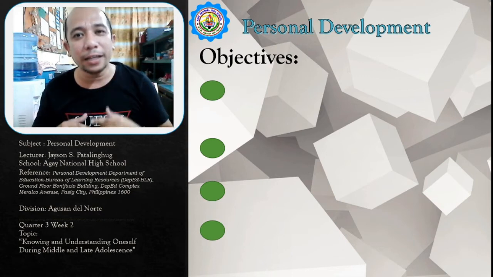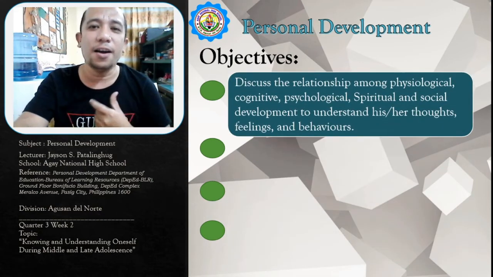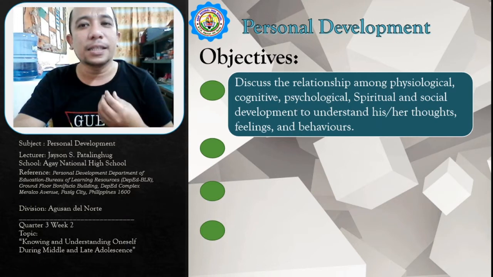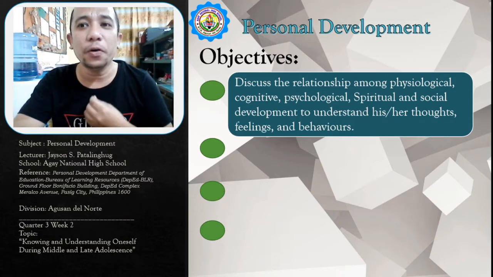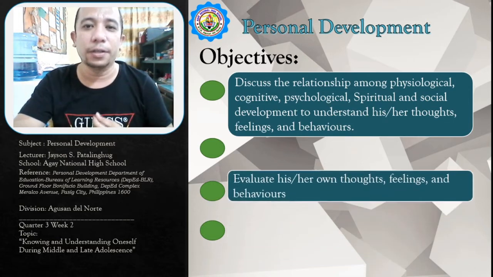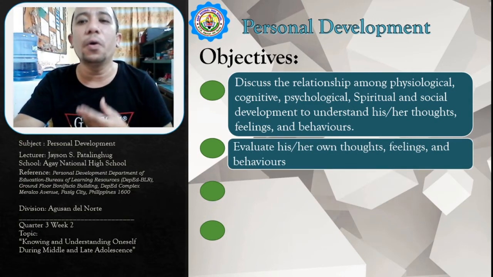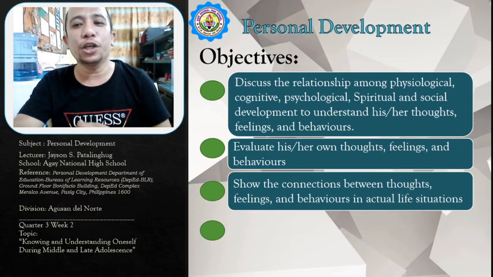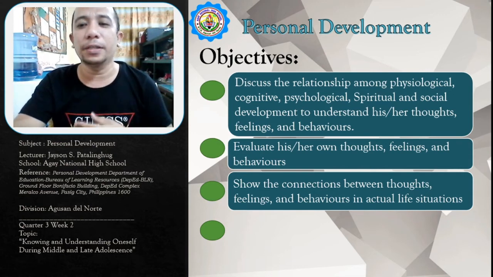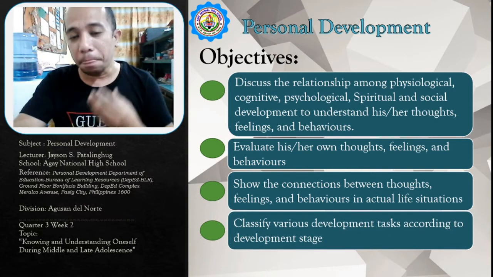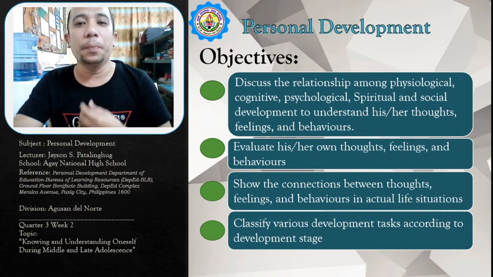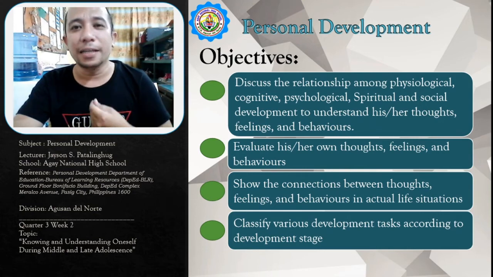But we have our specific objectives for today's discussion, and these are: number one, to discuss the relationship among physiological, cognitive, psychological, spiritual, and social development to understand his or her thoughts, feelings, and behaviors. Number two, evaluate his or her own thoughts, feelings, and behaviors. Number three, show the connections between thoughts, feelings, and behaviors in actual life situations. And number four, to classify various development tasks according to developmental stage.